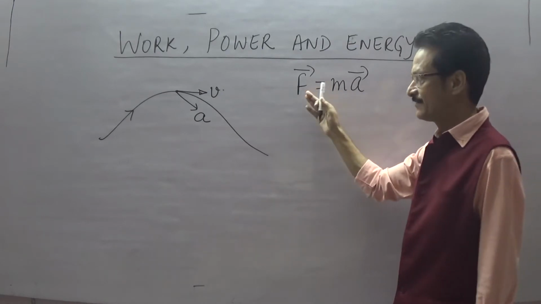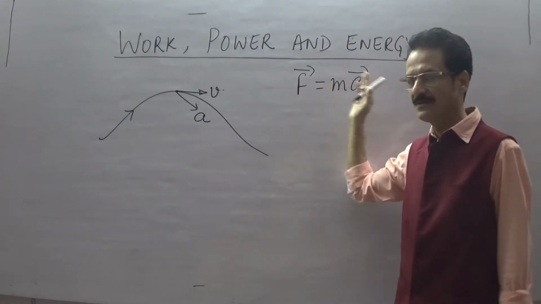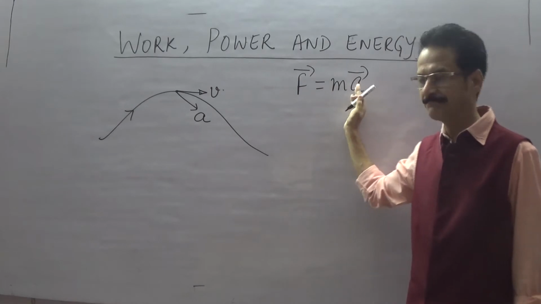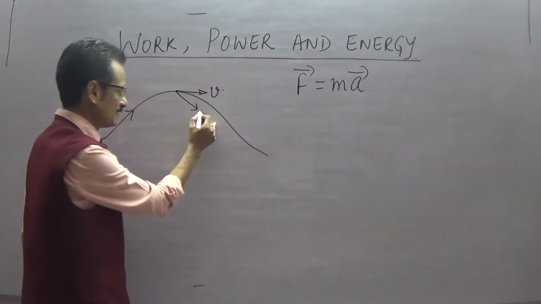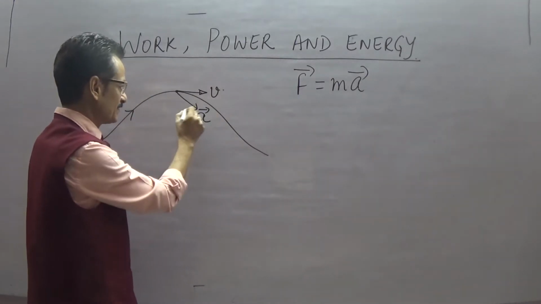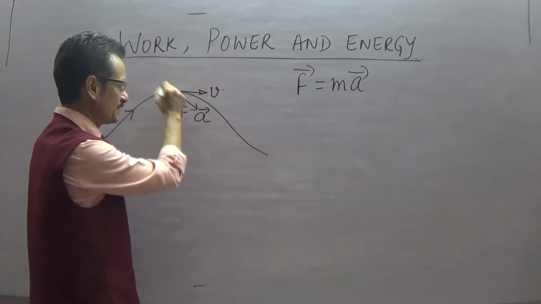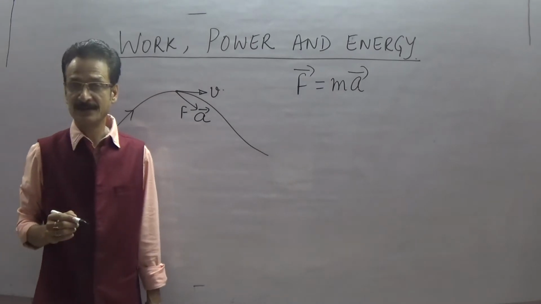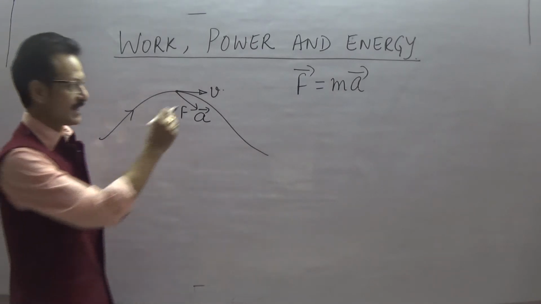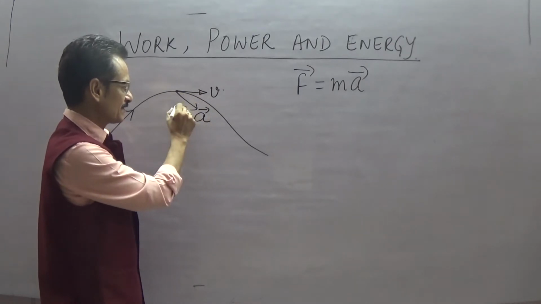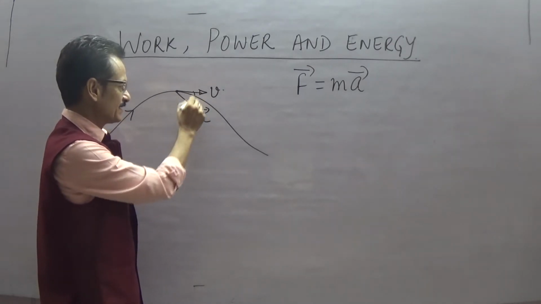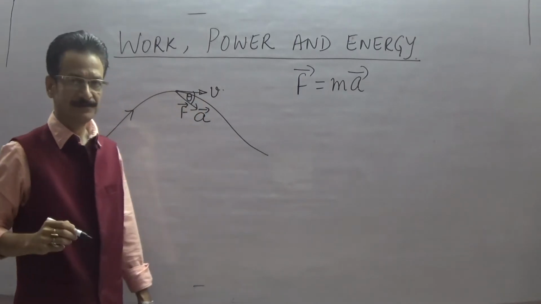So from here it is obvious that the direction of the net force is the same as the direction of the acceleration. So suppose the acceleration is in this direction. So the net force must also be acting in this direction. And suppose the angle between the velocity vector and the net force vector is theta.